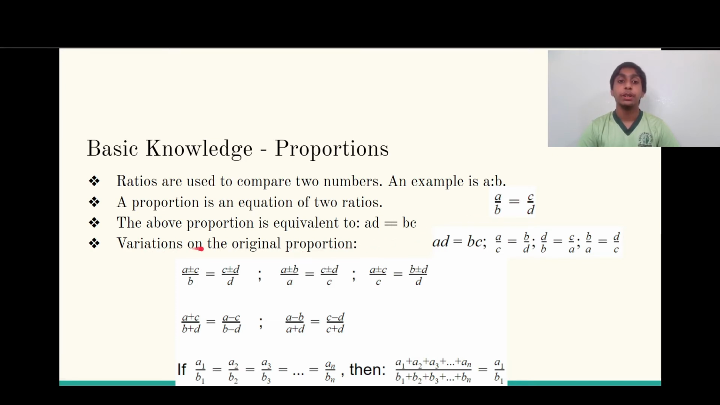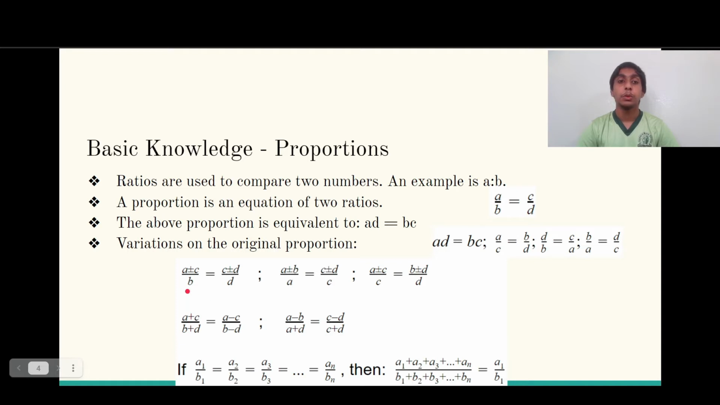Now, we can have some variations on the original proportion, so we have AD is equal to BC. Now we can also change this to A over C is equal to B over D, D over B is equal to C over A, B over A is equal to D over C. So once you're given these initial values, you can change it in these ways to get different proportions that may meet your needs better on a problem. Now we can also make a few more variations. Here we have A plus or minus C over B is equal to C plus or minus D over D. Another one is A plus or minus B over A is equal to C plus or minus D over C. And A plus or minus C over C is equal to B plus or minus D over D.